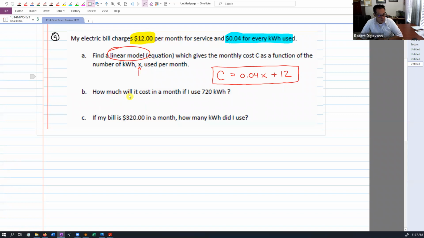Okay, part B says, how much will it cost if we use 720 kilowatts in a month? So that means I'm going to replace the X with 720 and figure out how much that'll be. So I just get my calculator out, do 0.04 times 720, add to that 12, and I get $40.80.